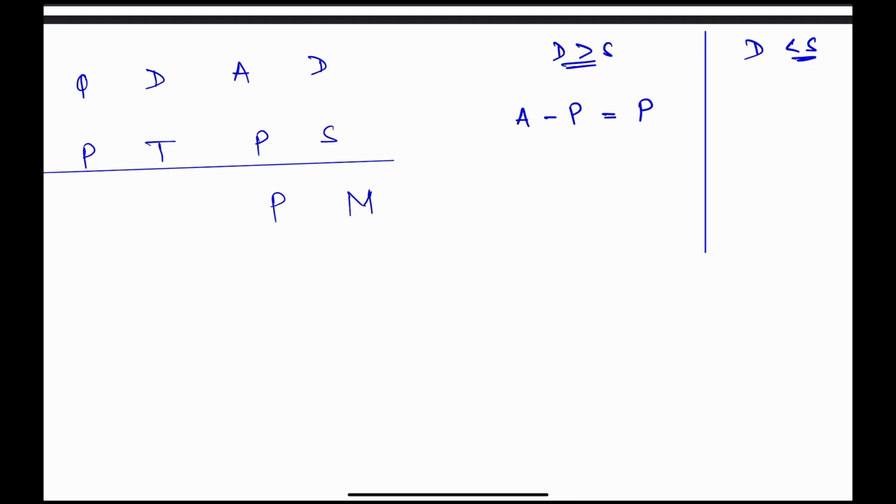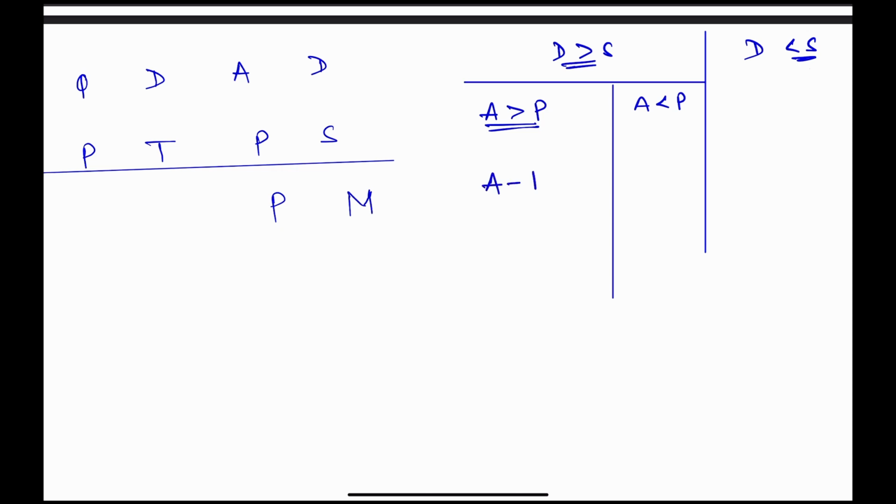But in this case now, two cases are possible. If a is greater than p, and the next is a is less than p. So if a is greater than p, a minus p equal to p. So a will be 2p.